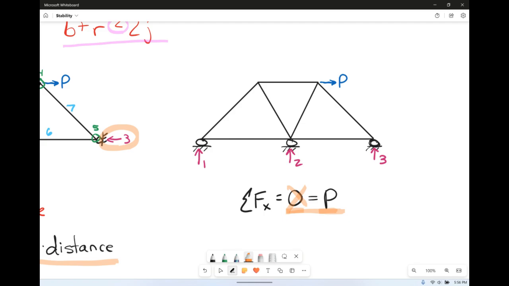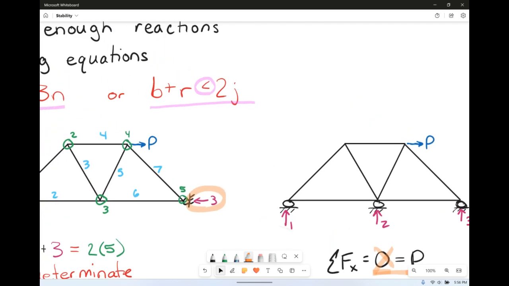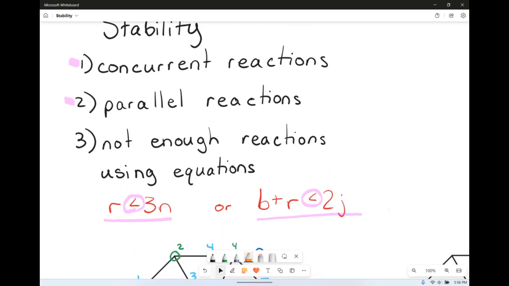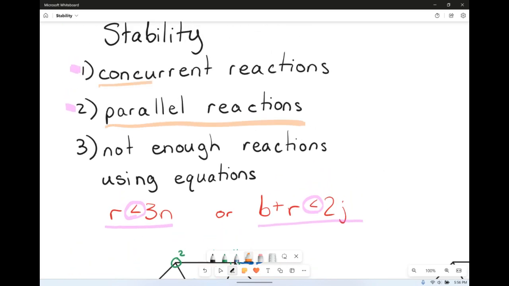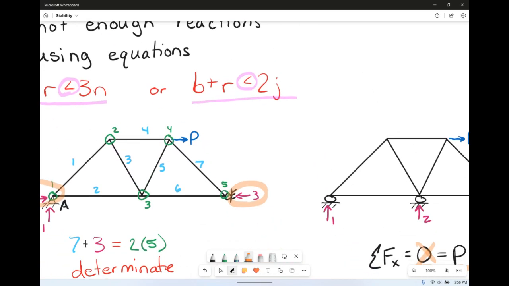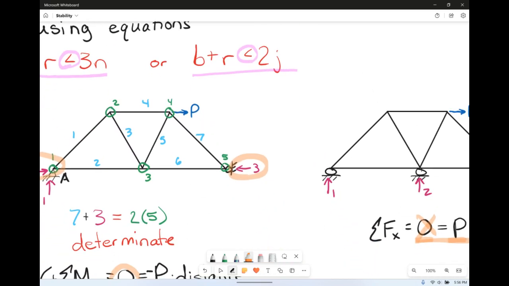So it's not necessarily about the fact that you didn't have enough. Obviously, not having enough reactions does cause it to be unstable, as it can just fall apart. But those parallel reactions and those concurrent reactions are there to show you that even though you had enough reactions and it was a determinate structure, it's on the move, and that's not stable.